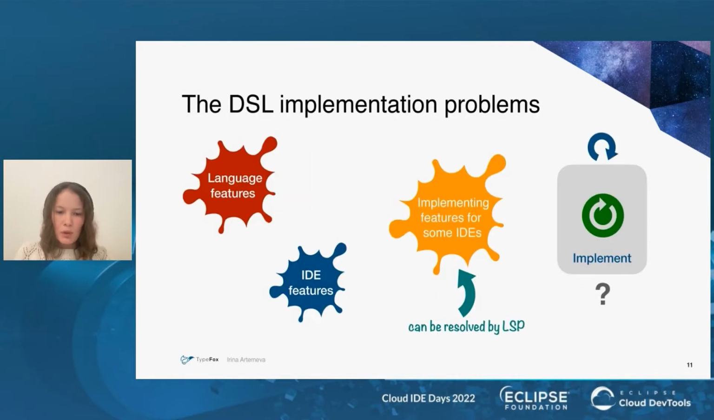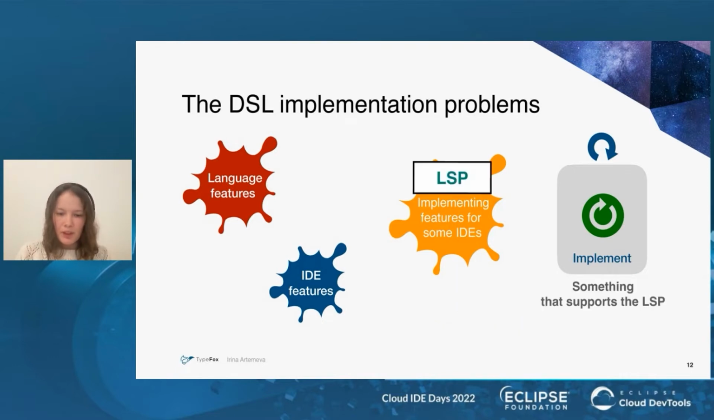Okay, we know how to resolve the problem of re-implementation. We can use LSP. And in addition, thanks to this, we get more information about our implementation tool. So how can we implement our DSL? We already definitely know that it has to be something that supports the LSP. Basically, we're still able to do everything manually and support the language server protocol ourselves. But there's a better solution.